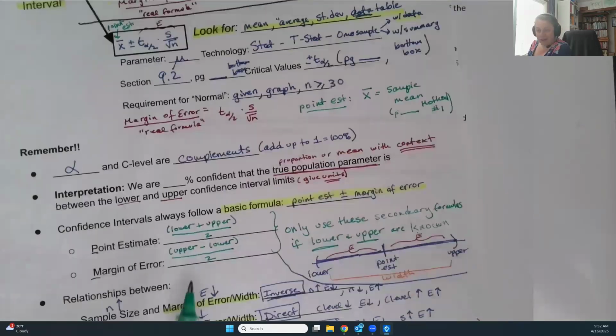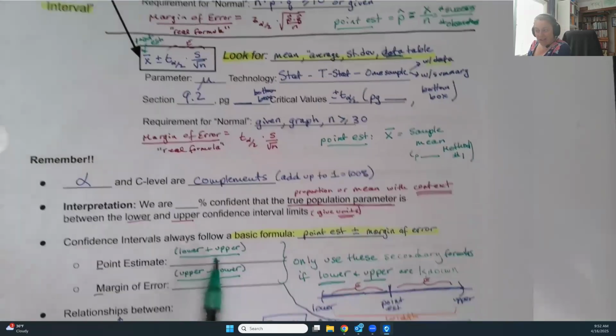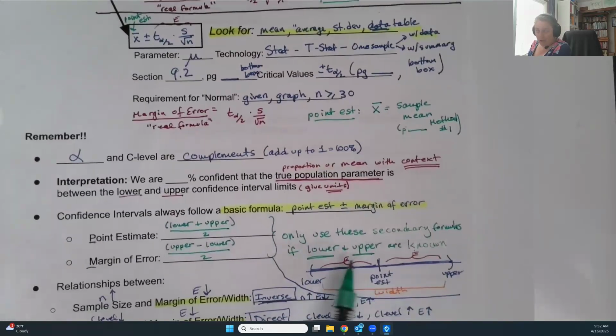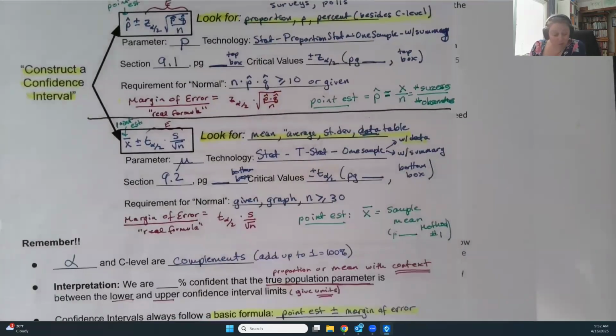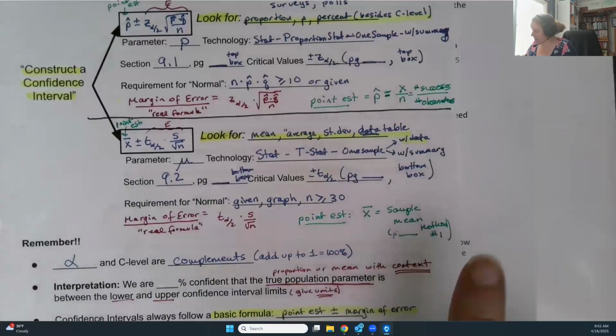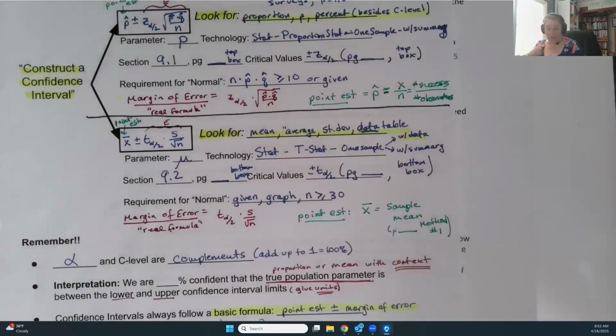You have to look elsewhere. Instead of down here, where it says you can only use those if you know the lower and upper, you have to look back up here. And hopefully you wrote it well enough. See what I mean about writing everything I write? All of it, right? The point estimate is there. It's also in the yellow packet.